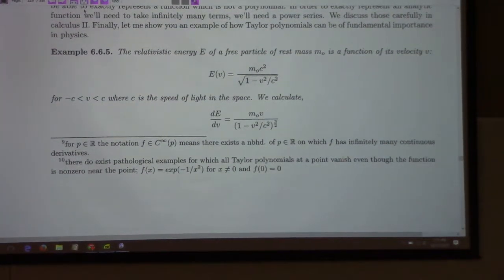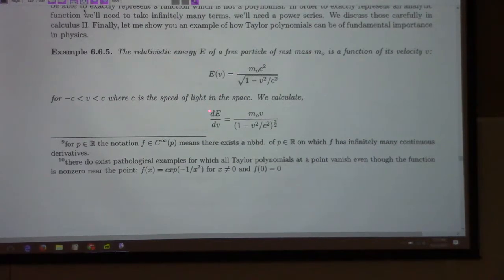Here's another one. Relativistic energy, you've heard, is m naught c squared. That's a lie. It's actually m naught c squared over the square root of 1 minus v squared over c squared, where c is the speed of light. This is the true relativistic energy as a function of the velocity of the particle, the speed of light, and its rest mass m naught.